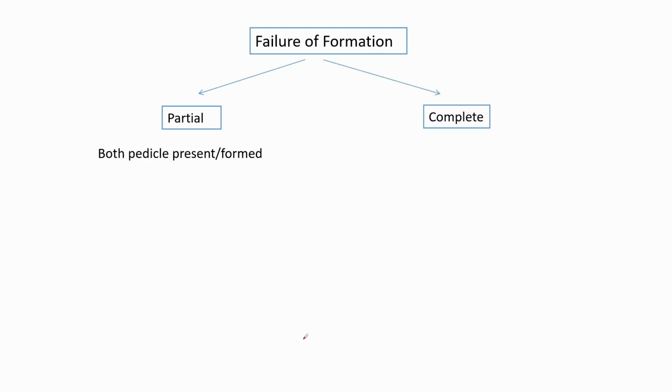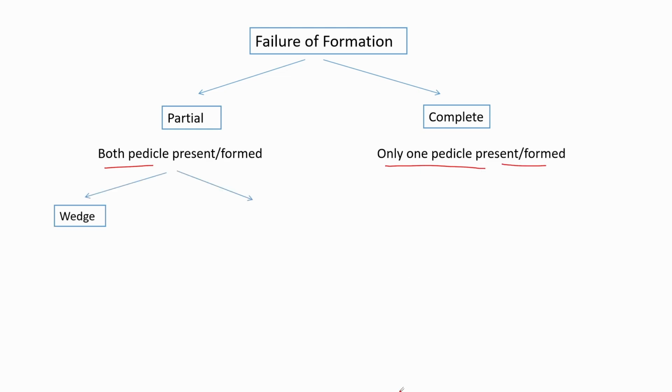So, let us see the failure of formation. Failure of formation can be partial or complete. In partial, both the pedicles are present, whereas in complete, only one pedicle is present or formed. So, partial failure of formation can be a wedge vertebra in which one side is completely formed and one side is partially formed, but both the pedicles are present.